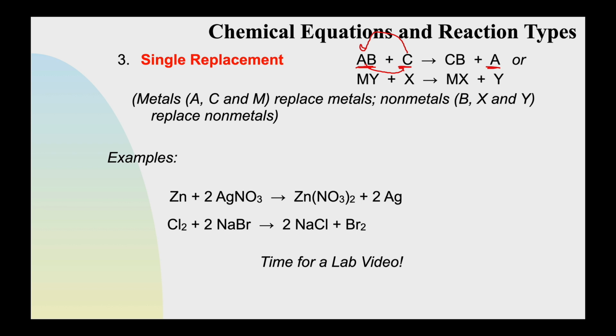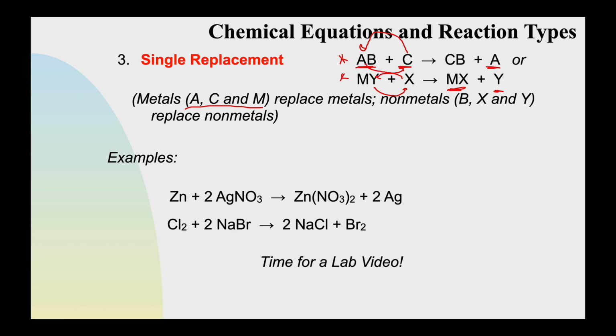The only tricky thing is that you have to have metals replacing metals or non-metals displacing non-metals. So in these two examples right here, A, C, and M are all metals. In the one we just talked about, A and C are trading places, so C starts dancing with B and A is by itself. In the second example, X and Y are non-metals and they're pushing each other out. So M starts dancing with X while Y is by itself. When it comes to single replacement, just make sure the same type is being exchanged with a similar type.